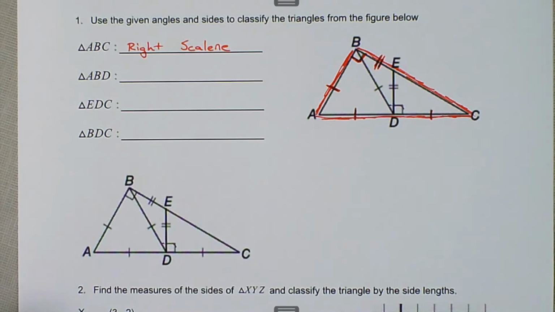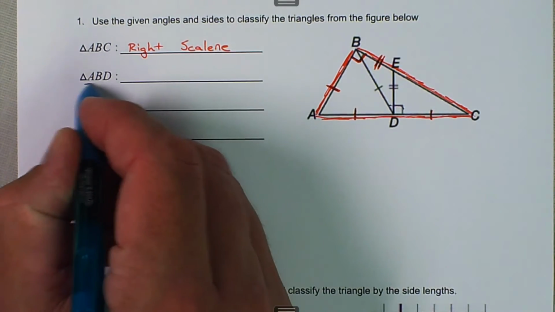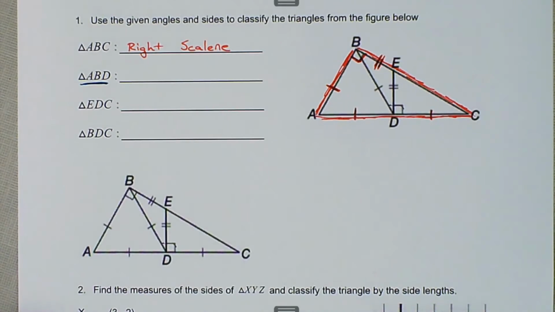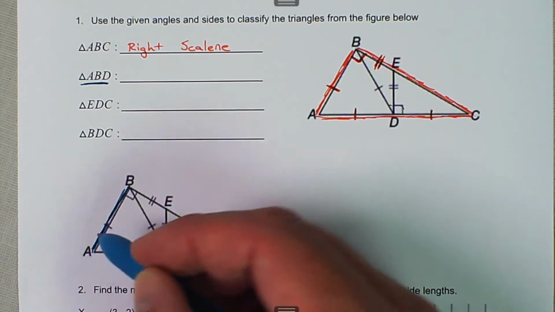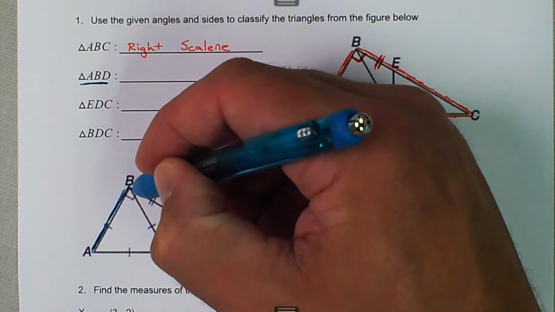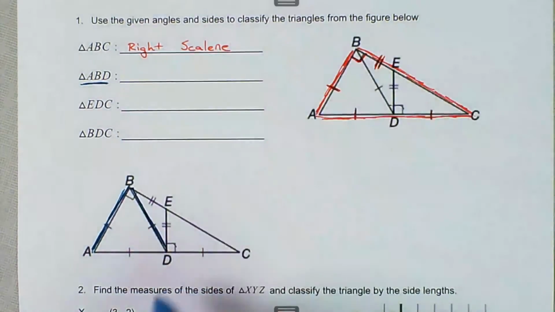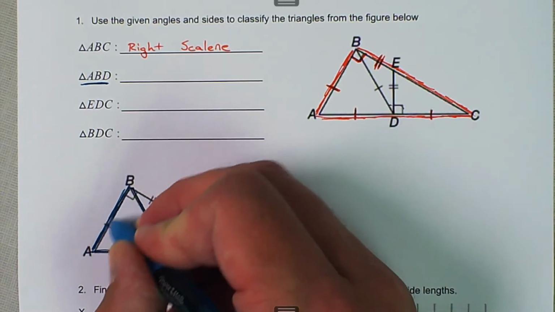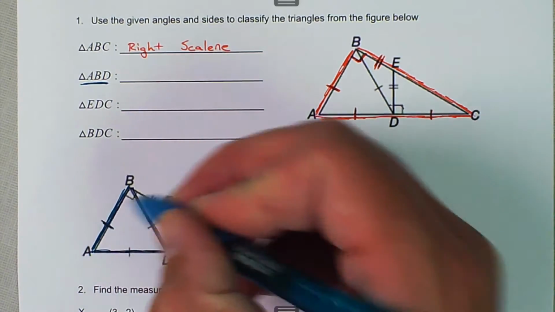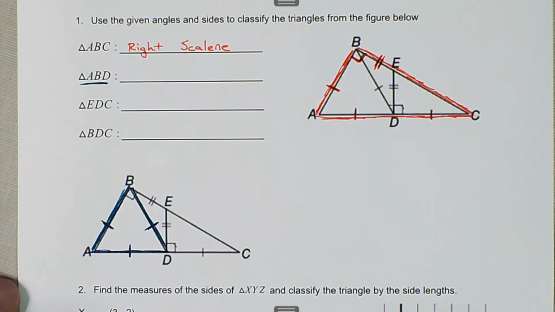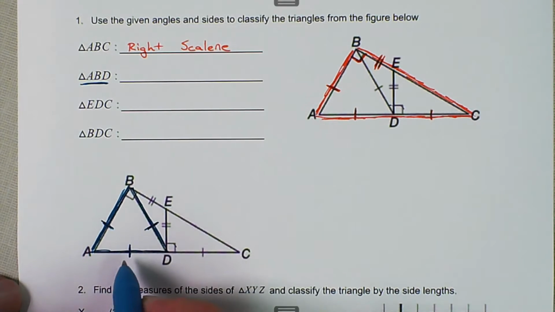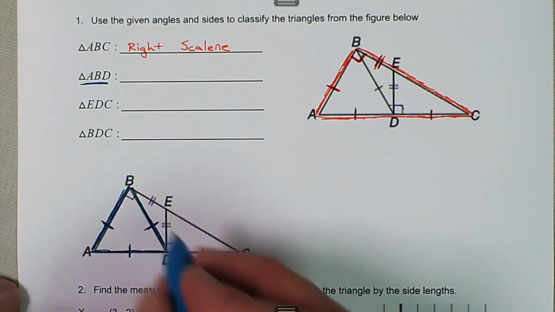The next one that we're looking at is triangle ABD, and I'm going to use this drawing down here on the bottom. Triangle ABD, so AB right here, BD is right here, and as we're looking at this drawing, we can see that we have one congruent mark, one congruent mark, one congruent mark. So this one is equilateral because all three sides are congruent.